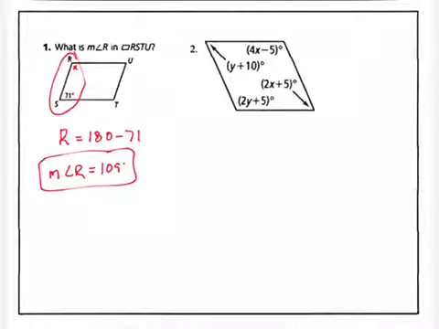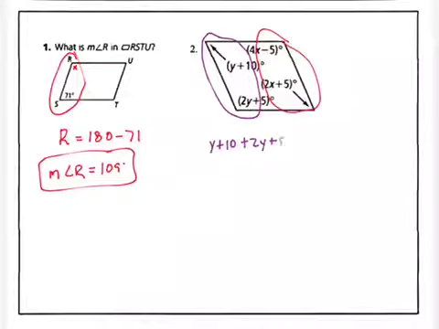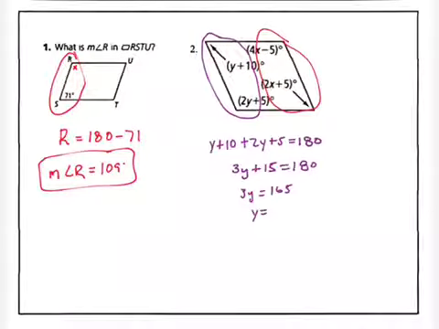Question 2 is a little trickier, but not much. We know that these two angles are consecutive. We also know that these two angles are consecutive. So we can go ahead and set these up accordingly. So for the left, we'll take y plus 10 plus 2y plus 5 equals 180. Combine some like terms here. We got 3y plus 15 equals 180. We'll subtract 15. We get 3y equals 165. Divide by 3. Y in this case is 55 degrees.